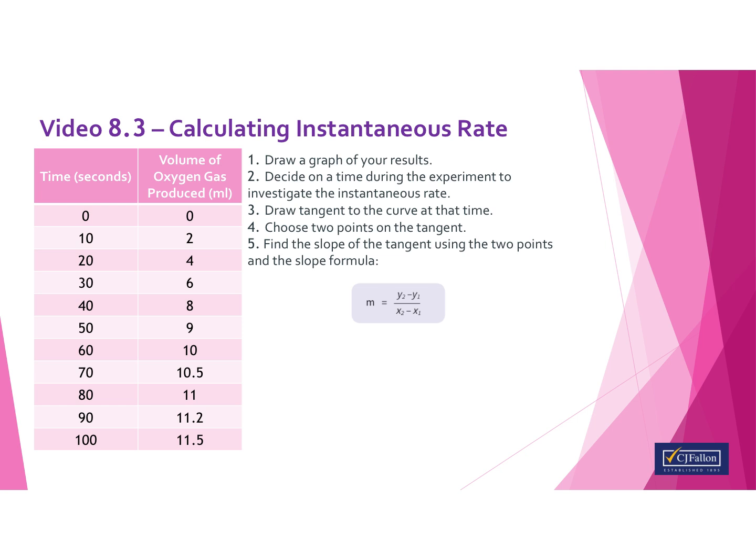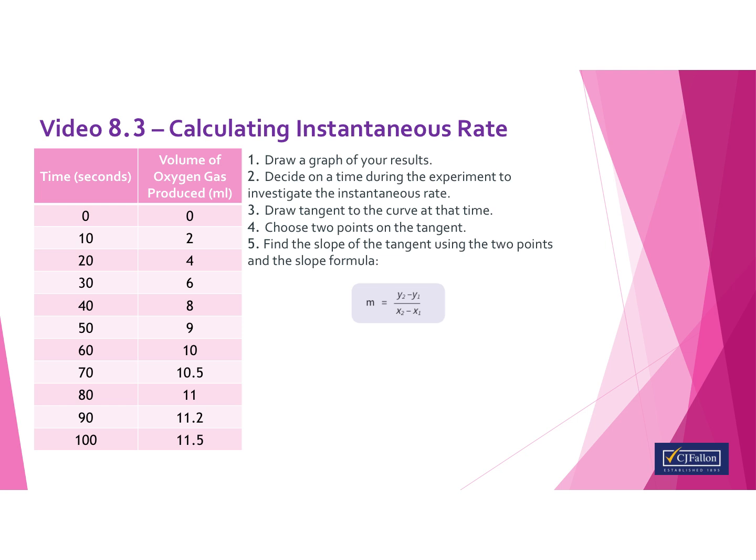When answering questions in this book, you will not need to decide on a time during the experiment. It will always ask you to calculate the instantaneous rate at a particular time. Step 3 is to draw a tangent to the curve at the given time.